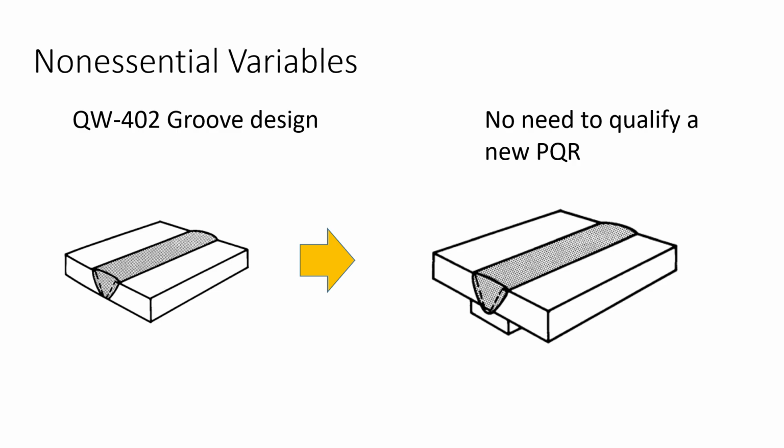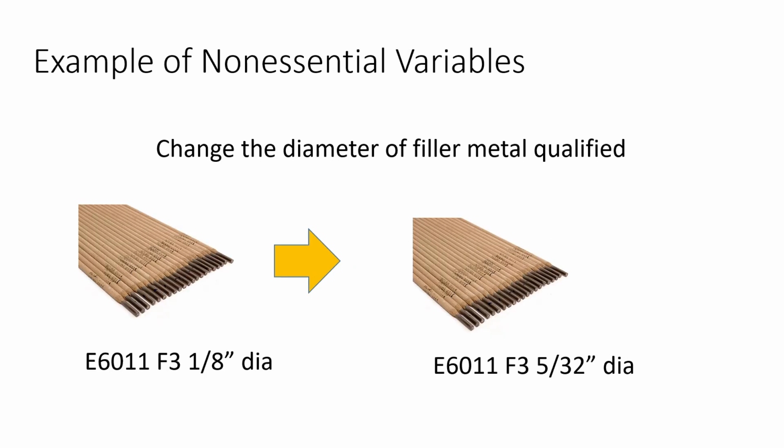Here's another one where we're talking about going from a single V to a single V with backing. The single V on the left side is open root. If we go from open root and we add backing, we don't have to requalify because we haven't done anything to affect the mechanical properties of the weld metal, heat affected zone, or the base metal.